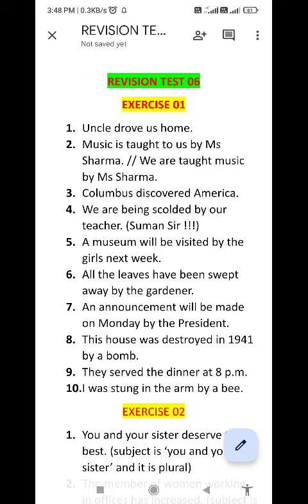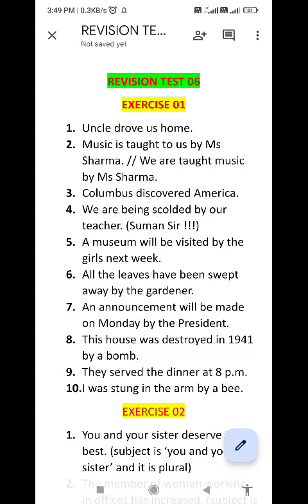I first took it, made it subject, and then I wrote that music is taught. Why is? Because it was written teaches, which means the main verb was in present tense, so the be verb will also be written in present. Music is taught to us. Why to us? Because I told you that if the pronoun is in objective form and if you have to write it after the passive verb, then it is mandatory you put to before it. So music is taught to us by Ms. Sharma.